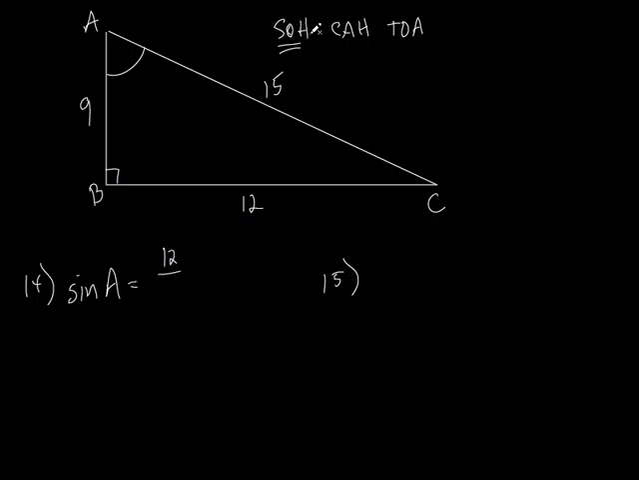Which side is hypotenuse? It's 15. Now, you could leave it like that. I didn't say to simplify it. But it's always better to simplify your fractions. So 3 goes into both of those, right? And that's 4 over 5. I would accept either one of those.